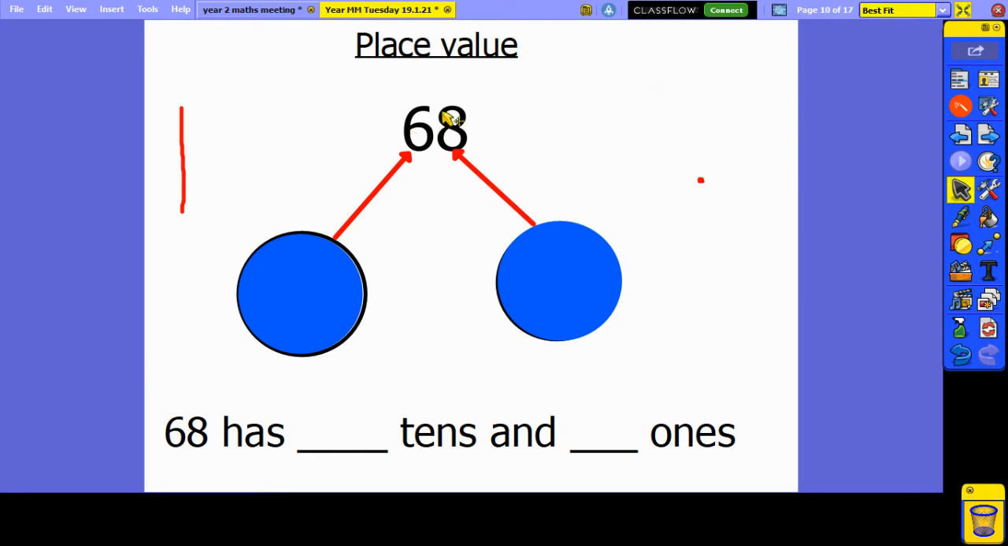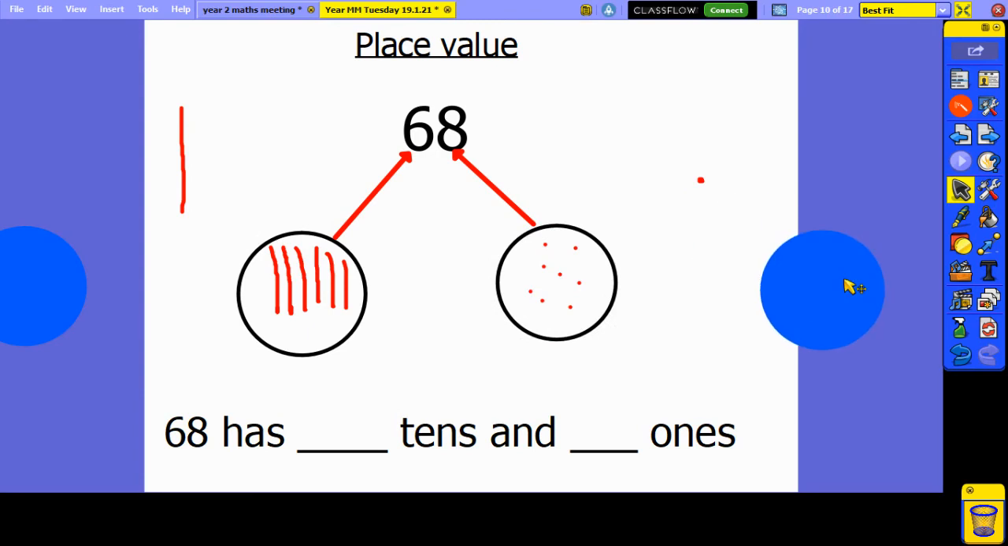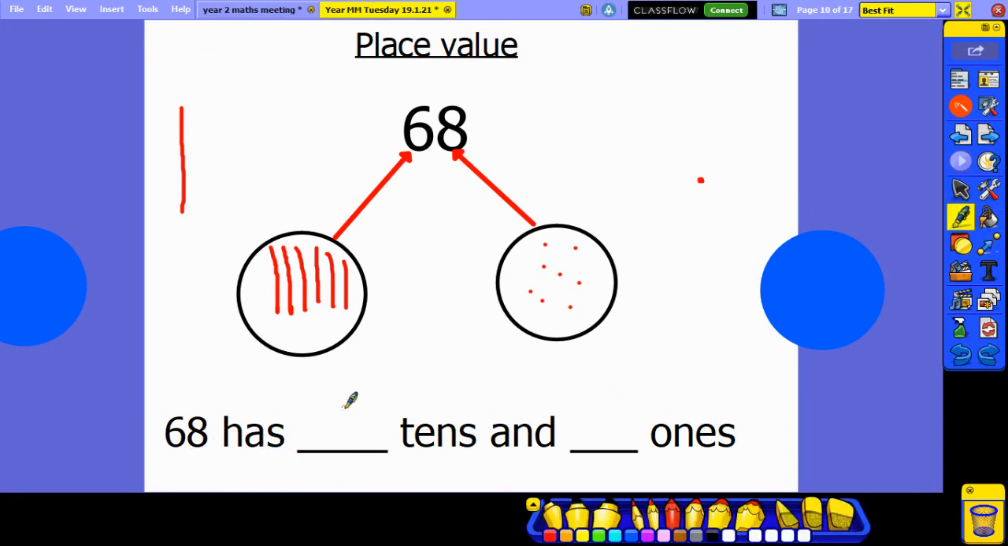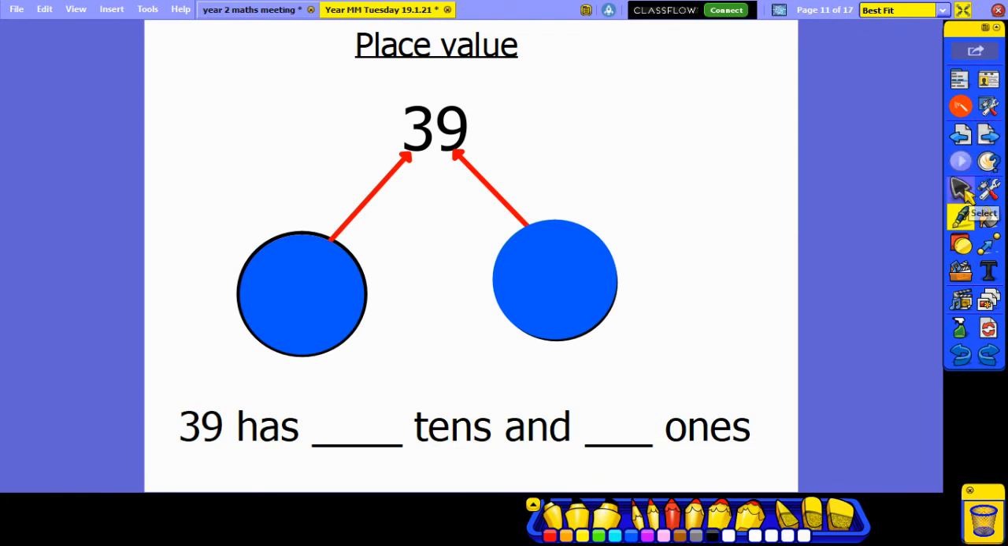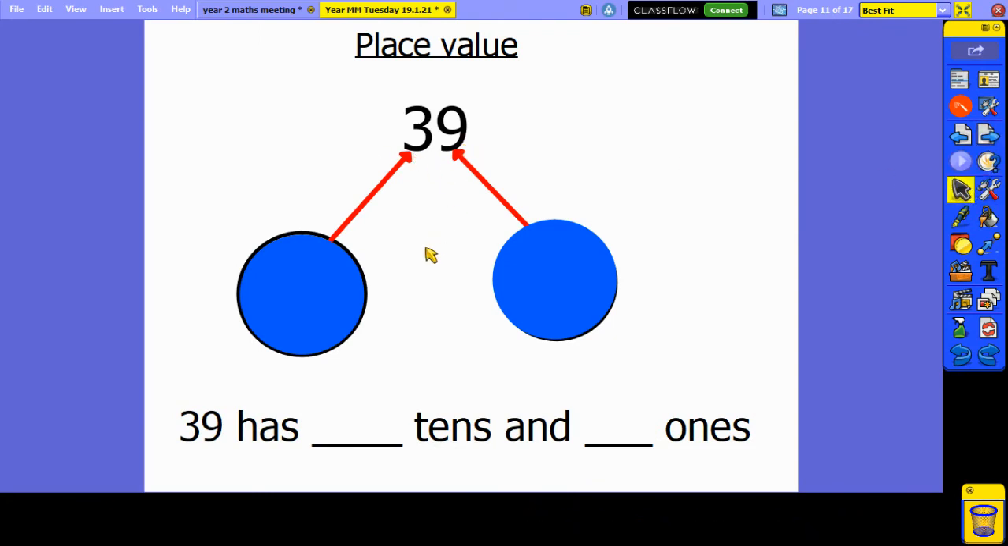Let's have a look. 68 has 6 tens and 8 ones. 60 and 8. 68 has 6 tens and 8 ones. Well done. One more. Can you do exactly the same for the number 39? How many tens and how many ones in the number 39? Pause the video while you draw your deans and write the sentence.